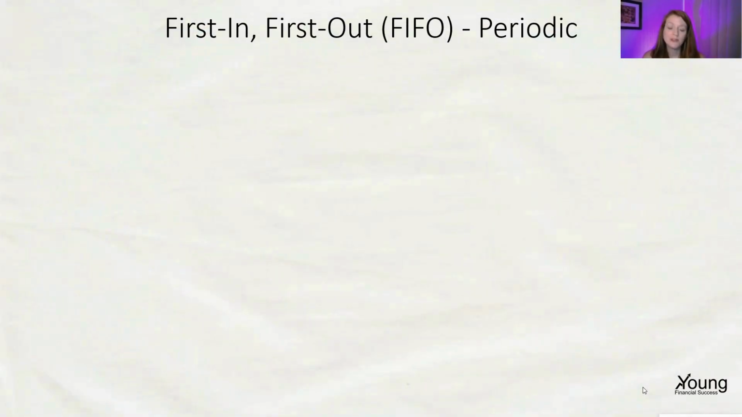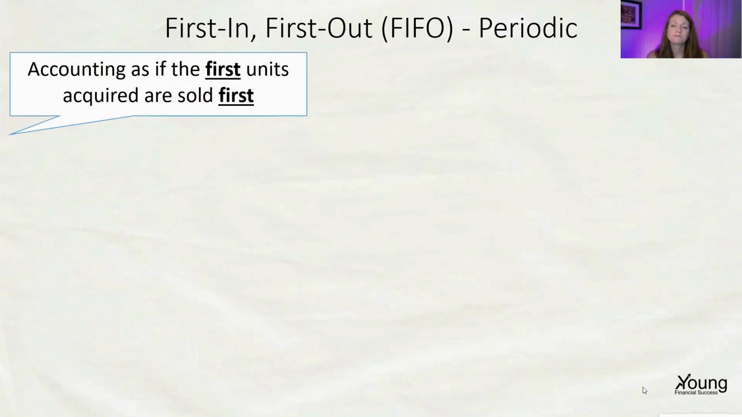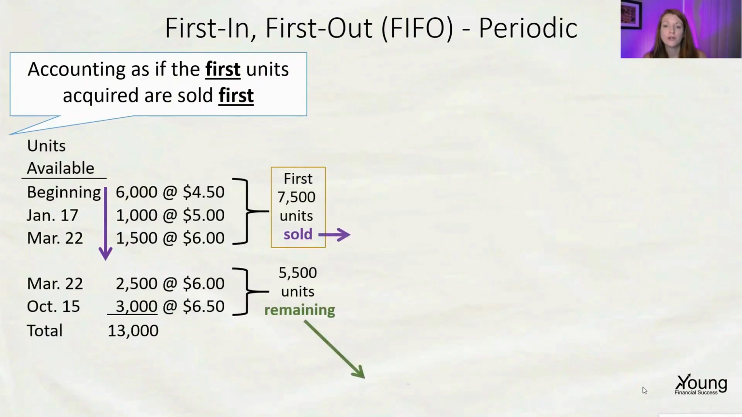Now let's jump into first in, first out, and last in, first out, and then we'll be done with this video. I don't want to overwhelm you too much. This is a lot. So, okay, remember we're going to look at periodic first, which we don't use a ton, but we're going to look at periodic first, accounting as if the first units acquired are sold first.